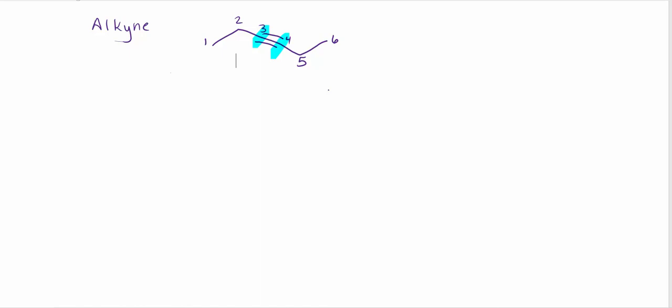So when we go to name this, start with your alkane. So this would be hexane, but we need to change that A into a Y. So you change the ane ending into yne, and then you give an address for that functional group. So this is a 3-hexyne.